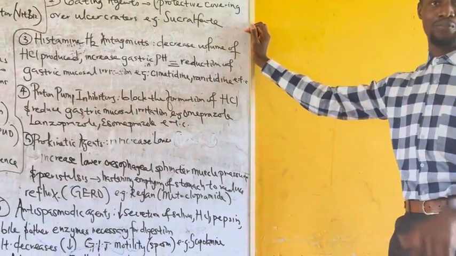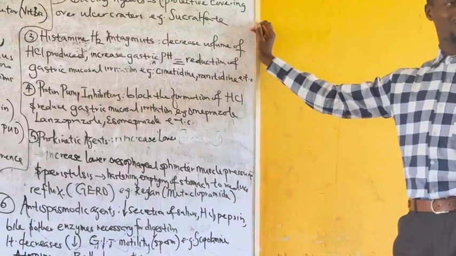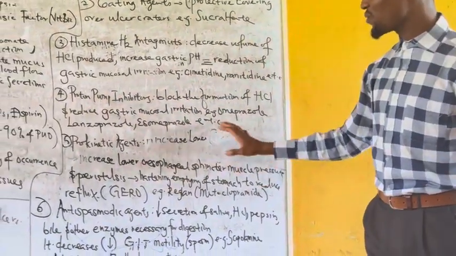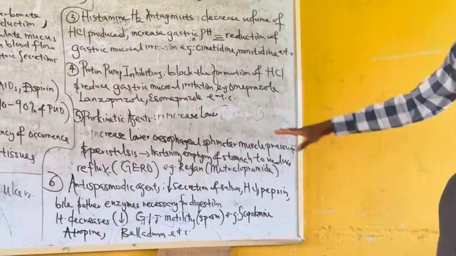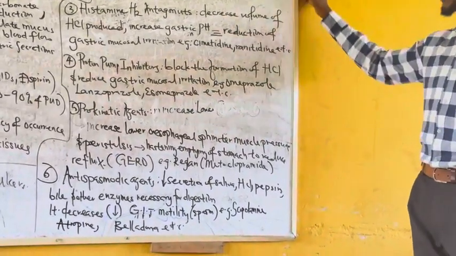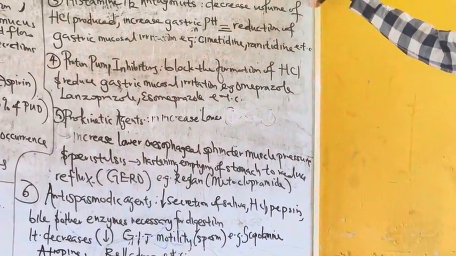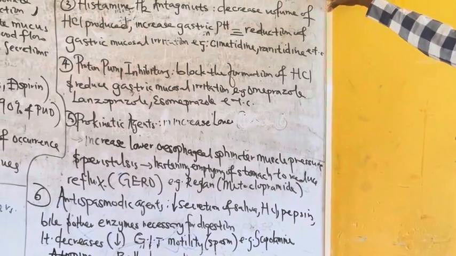They block that pump. When they block that pump, the quantity of acid produced will drop significantly. So we have the examples there. Here we're looking at the prokinetic agents. What do they do? We say that these drugs are majorly used for GERD, right?